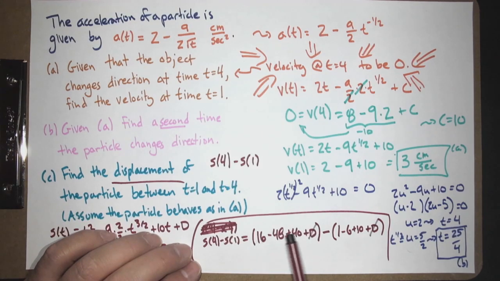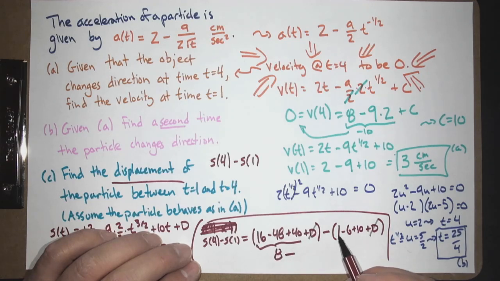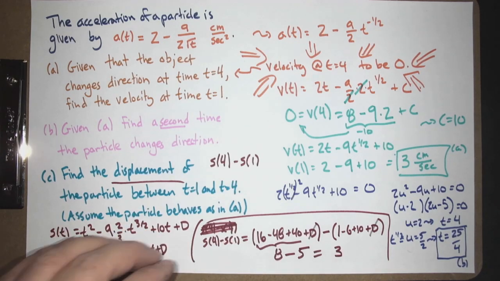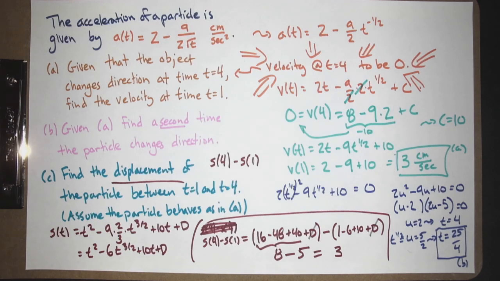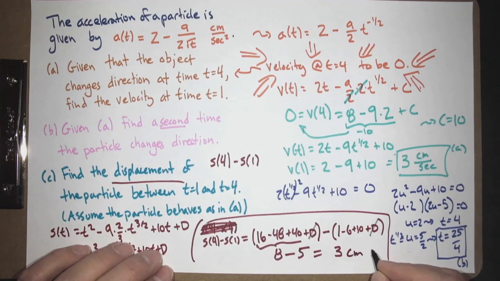16 plus 40 is 56. Subtract 48. That will give us 8 in the first. Subtract. 11 minus 6 is 5. 8 minus 5 is 3. What are our units? 3 what? 3 centimeters. And there we go. There's the answer for C.